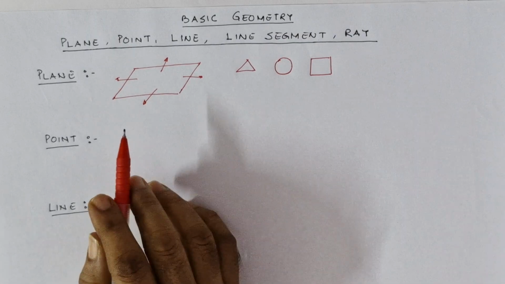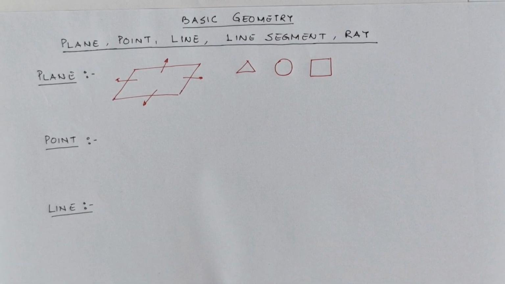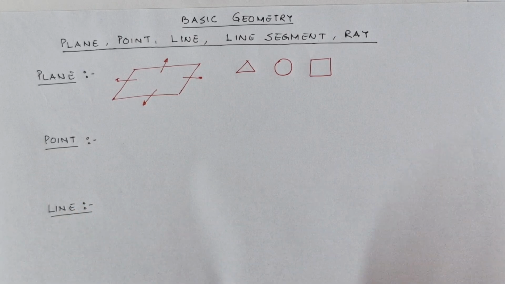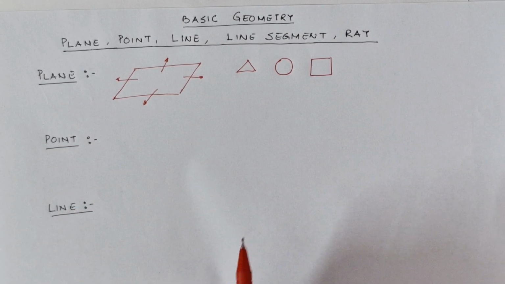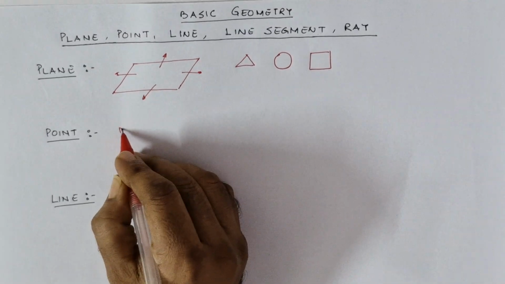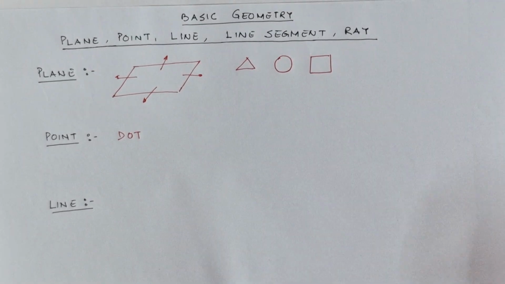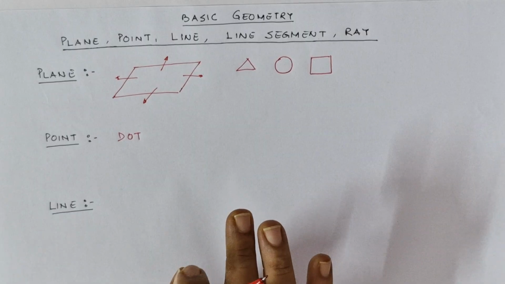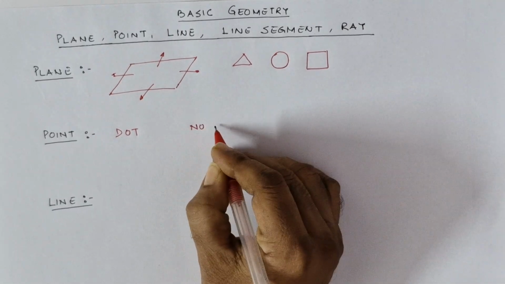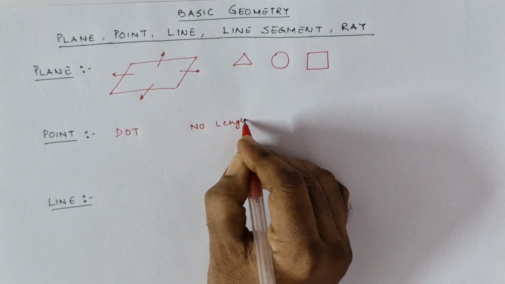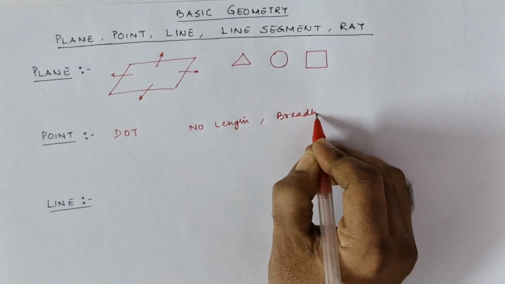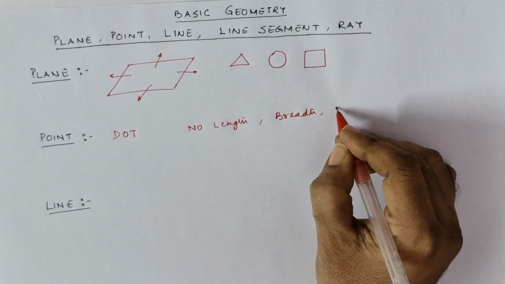Now let's come to point. What is a point? Here it gets very interesting, because a point is nothing but a dot on a surface. It shows a definite position. It has no length, no breadth, no height.